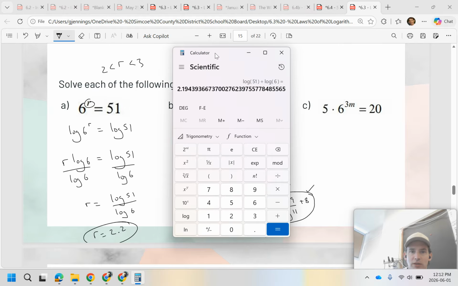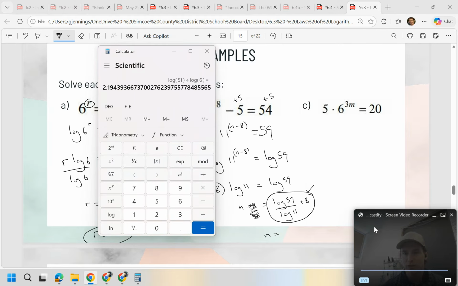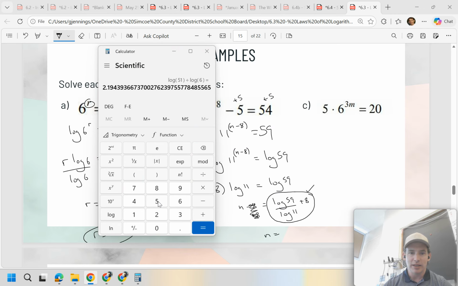But we can also give the answer as some kind of decimal abomination. And that would look like this. You have 59, you take its log, you might type log 59, you divide by log 11 equals this, and then you add 8. 9.7, very 9.7.